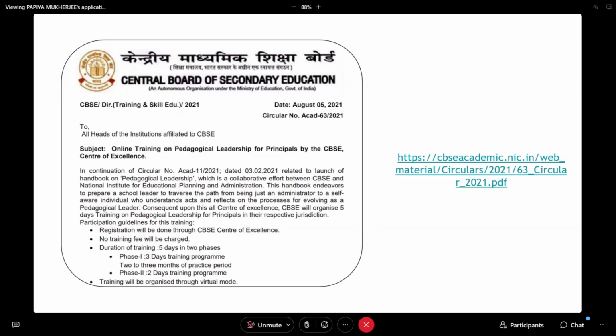I've tried to put this in the circulars, and the majority of the principals, in fact all, have gone through the online training on pedagogical leadership by principals, which was done in 2 phases: first 3 days of training and then 2 days. All of us have done this, so we fairly have an idea what CBSE expects of us and what our role is as a pedagogical leader.